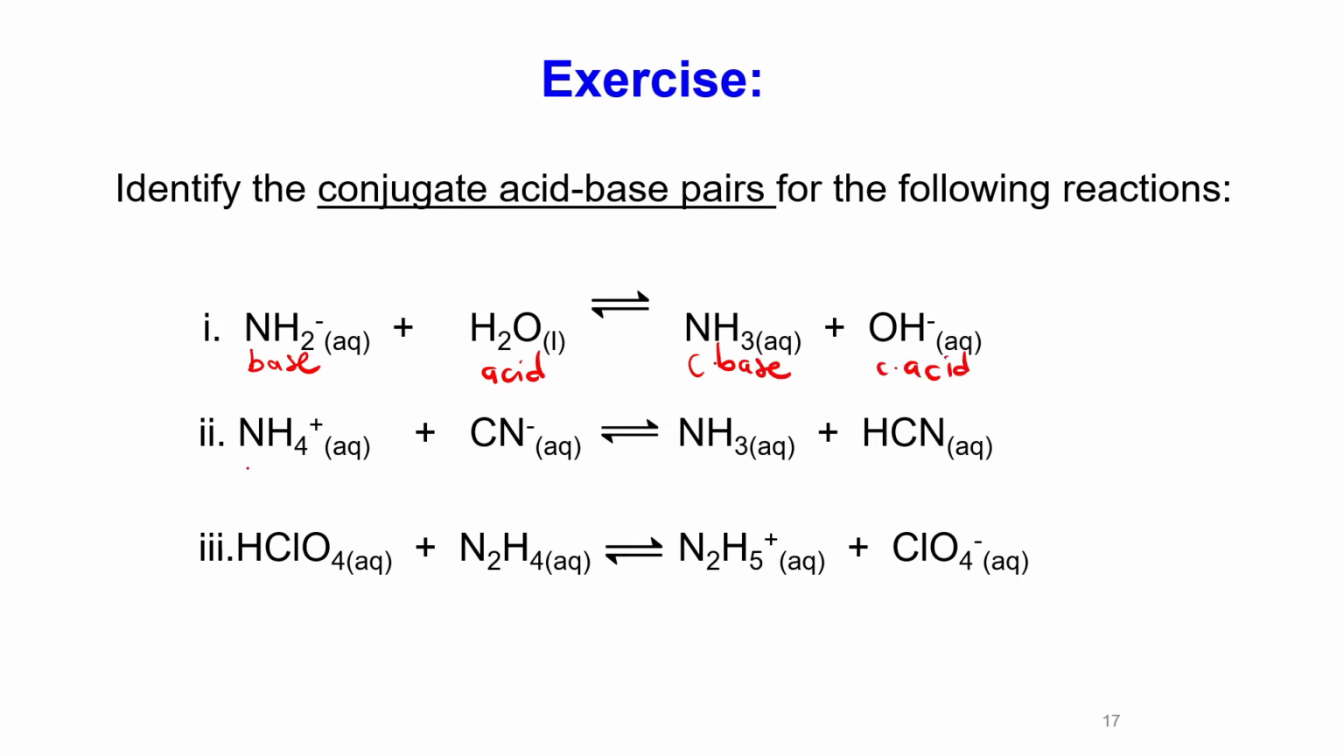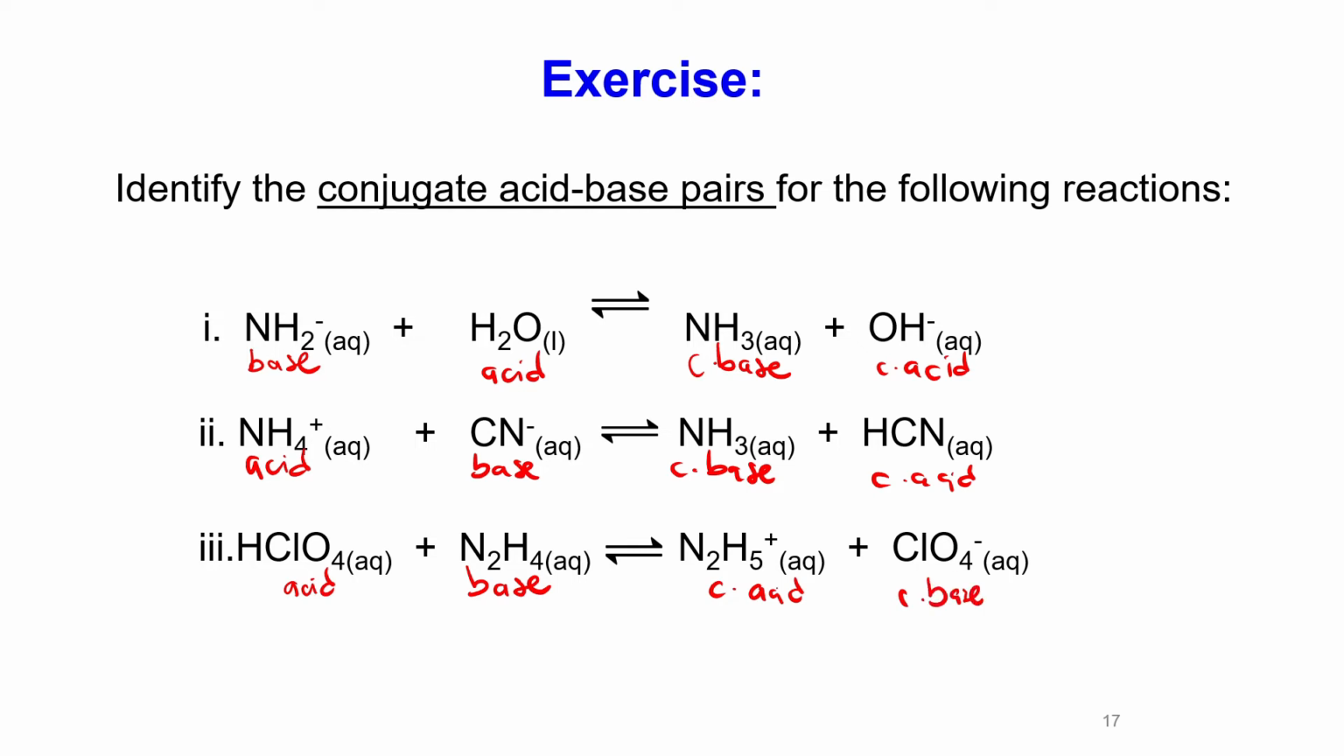Okay, so this one donates the proton, so this is acid. Okay, so it donates one H plus to CN minus, so this is base. Then CN minus becomes conjugate base. This one becomes conjugate acid. Okay, HClO4 will donate hydrogen, so this is acid, and then this is base. So this one is conjugate acid, and then this one is conjugate base.